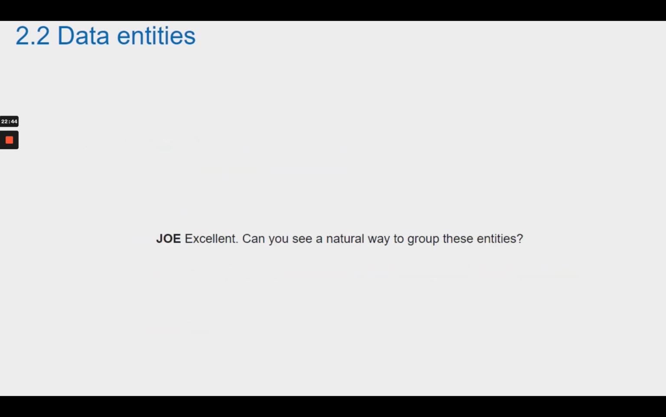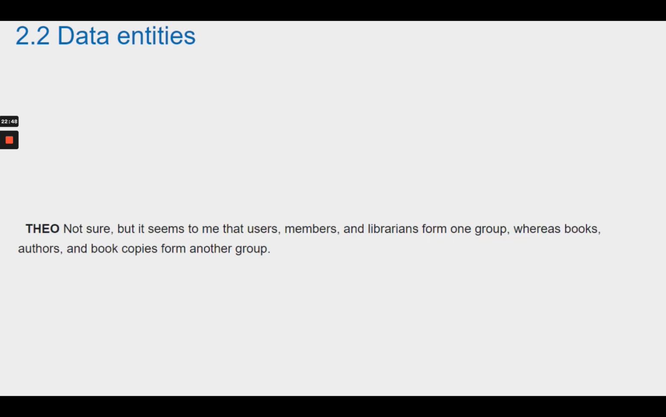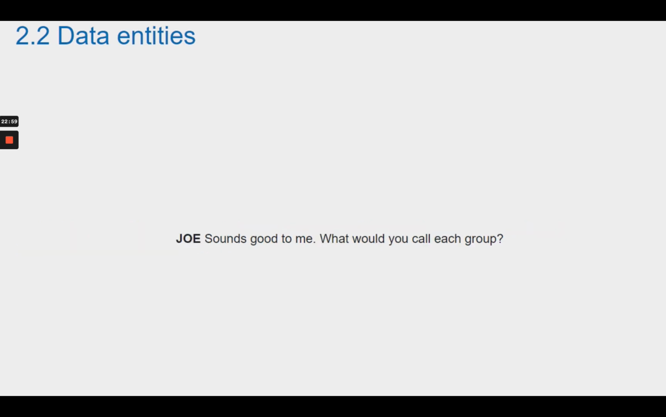Joe: Excellent. Can you see a natural way to group these entities? Theo: Not sure, but it seems to me that users, members, and librarians form one group, whereas books, authors, and book copies form another group. Joe: Sounds good to me. What would you call each group? Theo: Probably user management for the first group and catalog for the second group.